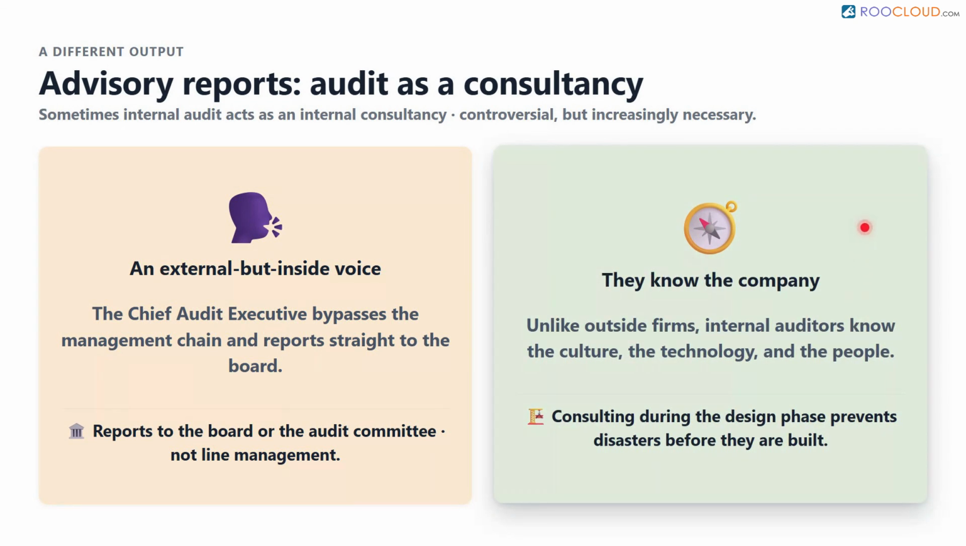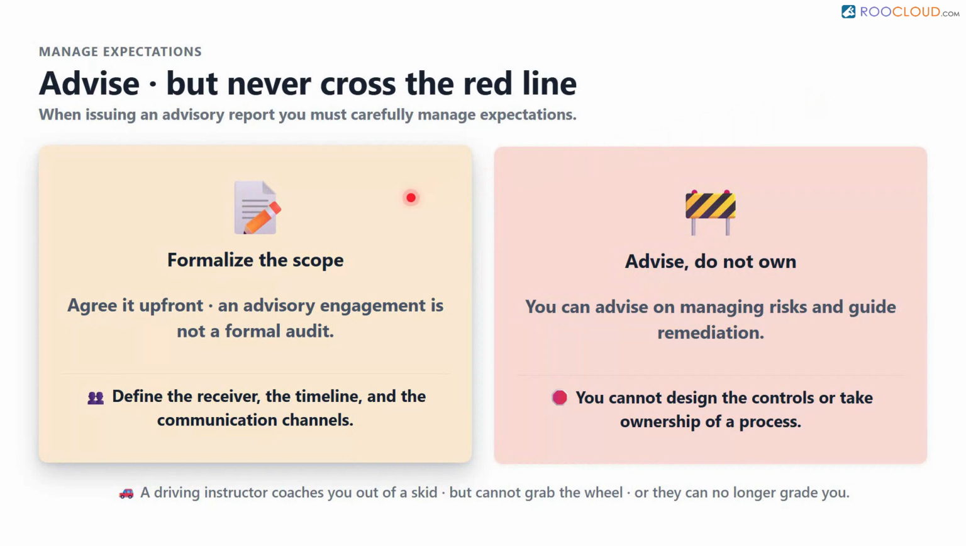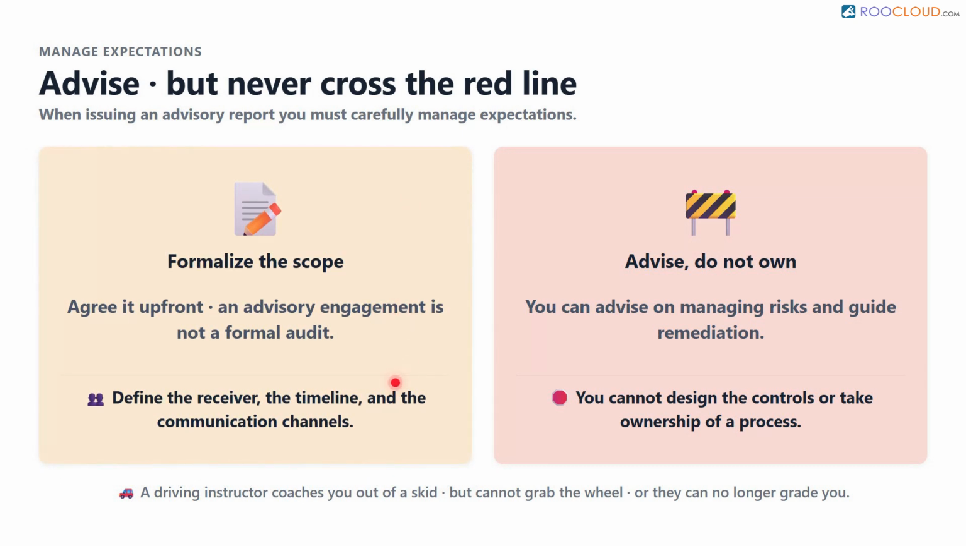It also helps the auditors learn about the new technology firsthand, which dramatically improves future audits and builds strong collaborative relationships. When issuing an advisory report, you must carefully manage expectations. First, the scope of the advisory work must be formalised, documented, and agreed upon upfront. Everyone must understand that an advisory engagement is not a formal audit. You must define exactly who will receive the final report, establish a clear timeline for deliverables, and set up designated communication channels.